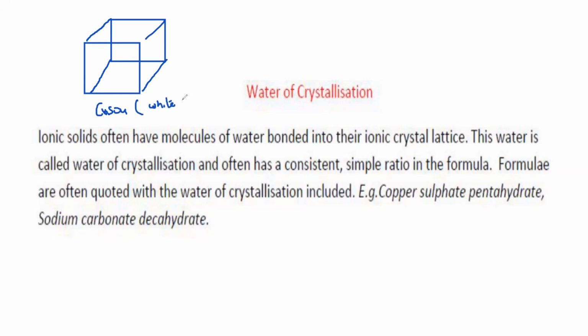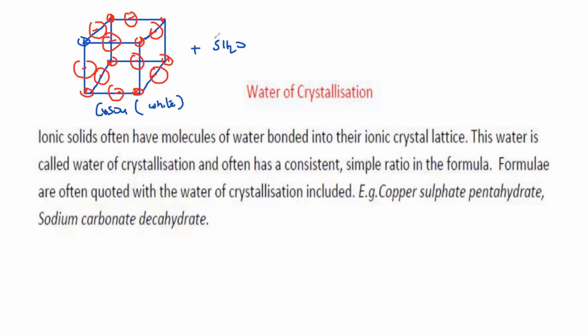So copper sulfate, originally it is white in color. Then what we do, if we add 5 water molecules to this lattice, because this is a regular arrangement of ions, there will be positive and negative ions in the structure. So there will be positive and negative ions. This we call a lattice.